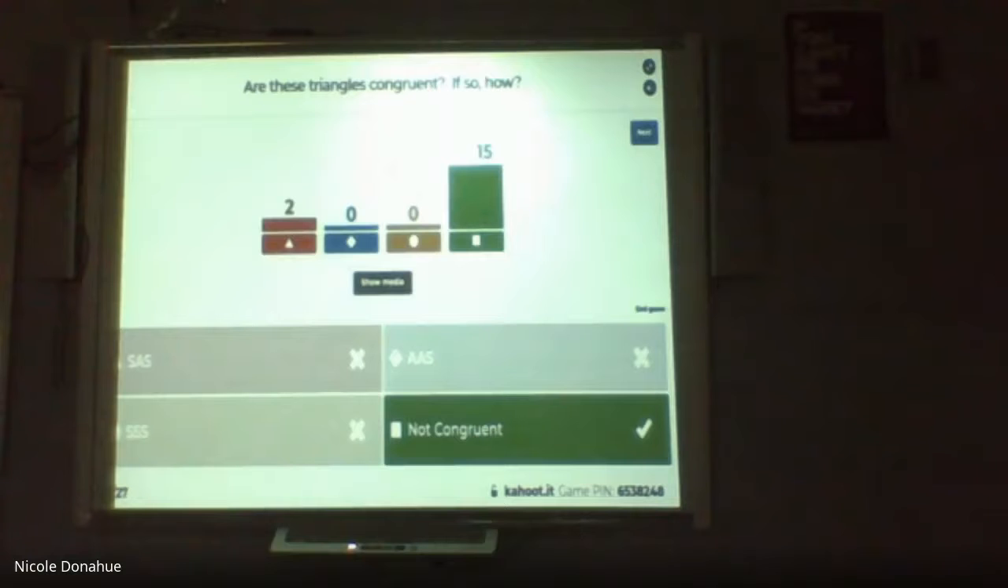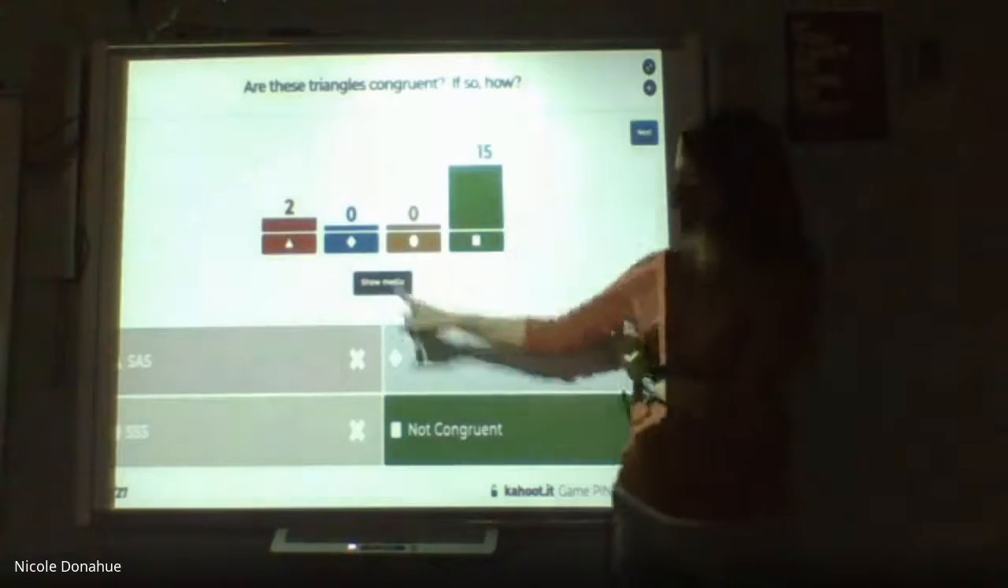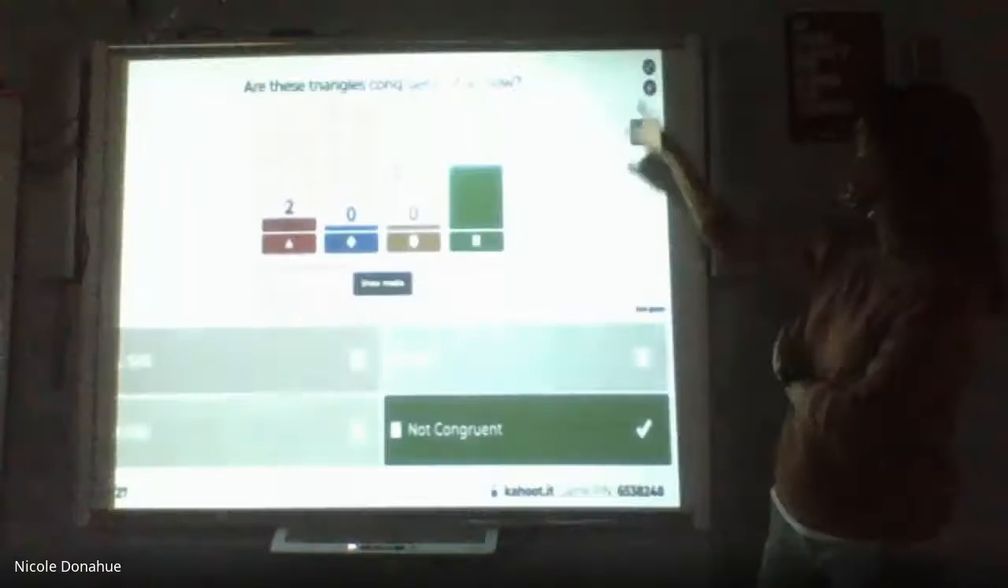So again, not congruent because we don't have that second side. We only have the one side. We have vertical angles.